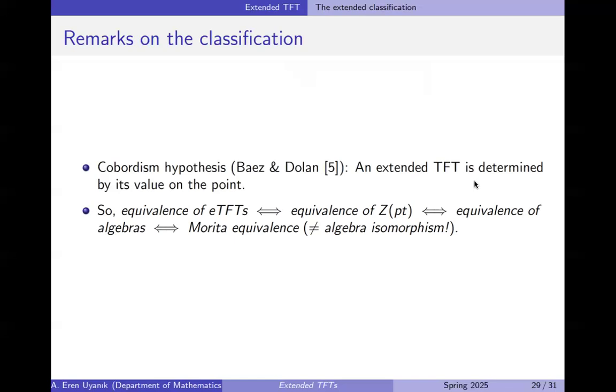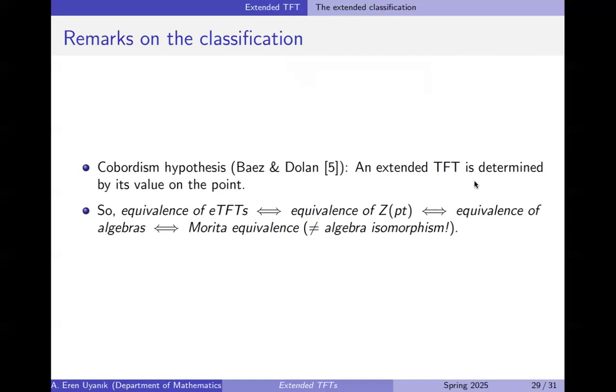This cobordism hypothesis, combined with the result of Schommer-Pries, says that if two ETFTs are equivalent, then they are equivalent on the point. And this is by the cobordism hypothesis. And equivalent on the point means equivalence of algebras, because a point is sent to a K algebra.